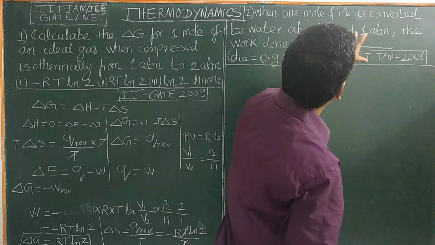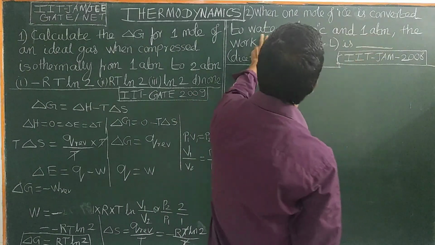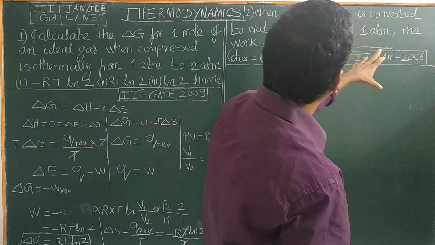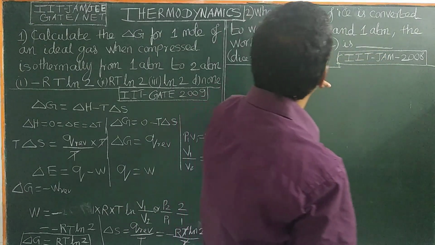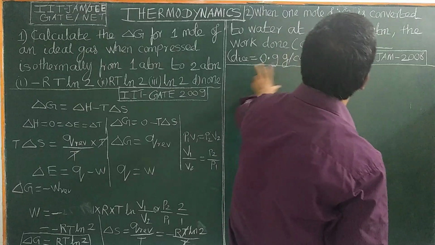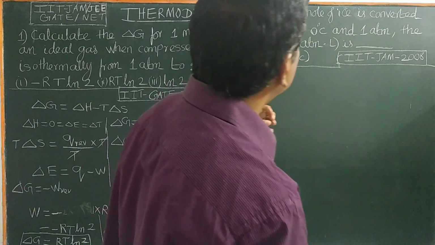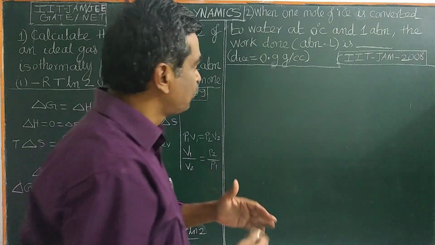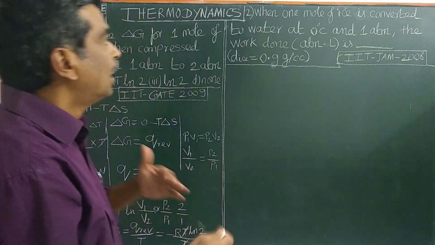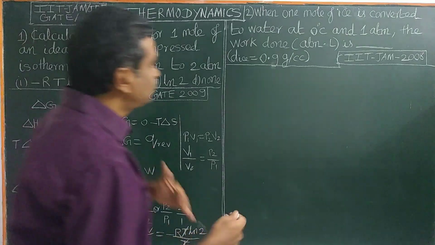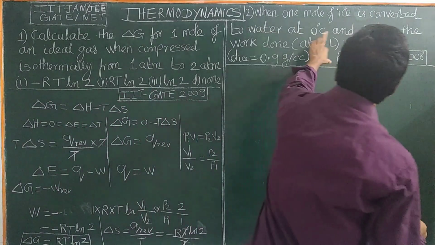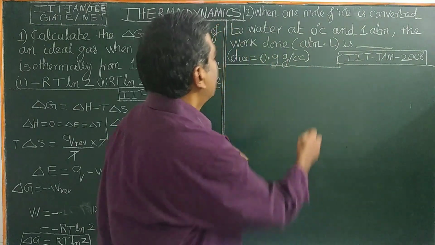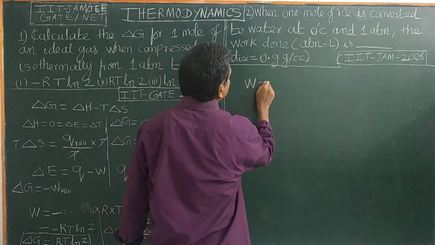When 1 mole of ice is converted to water at 0 degrees Celsius and 1 atmosphere, the work done in liter atmosphere is... So in this case, ice is converted to water. This is like the enthalpy of fusion at this temperature, 0 degrees Celsius, and 1 atmospheric pressure. So this is work done at 1 atmospheric pressure.